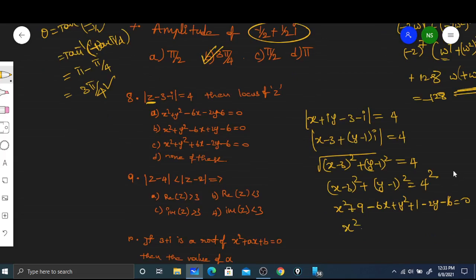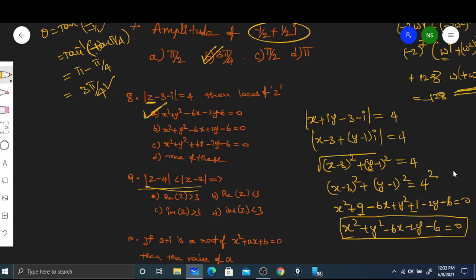x square plus y square minus 6x minus 2y, 9 plus 1 is 10, minus 16. So we get minus 6, which equals 0. x square plus y square minus 6x minus 2y minus 6 equals 0. Where is the option? This is our correct option. Like that we can find it.